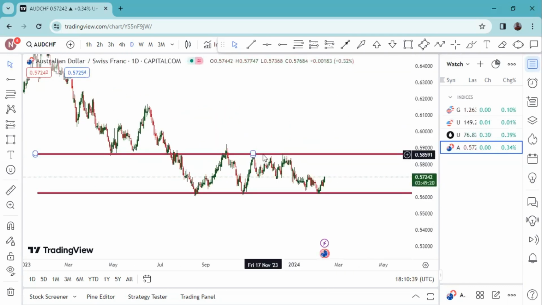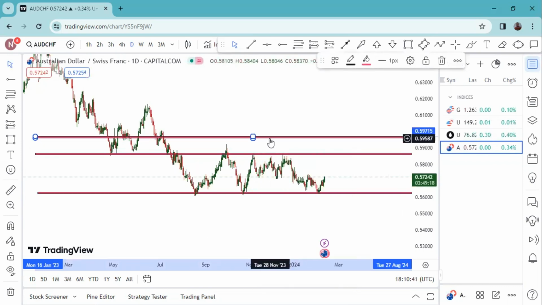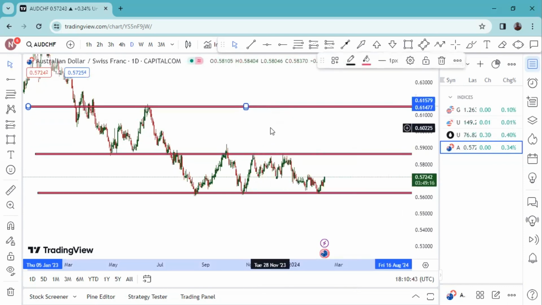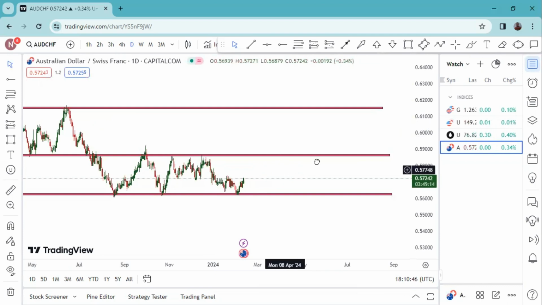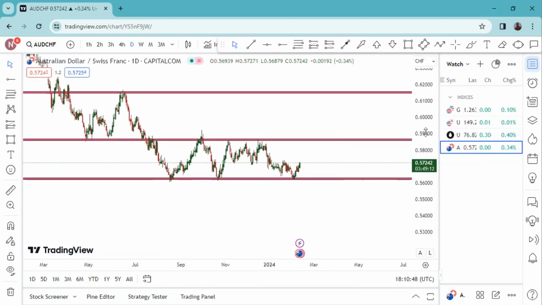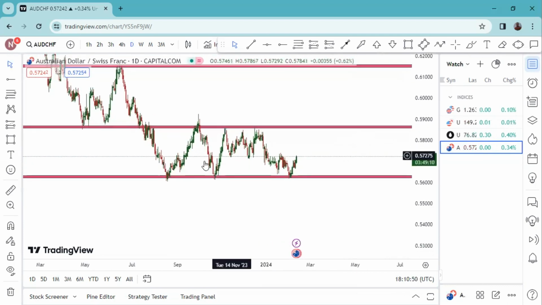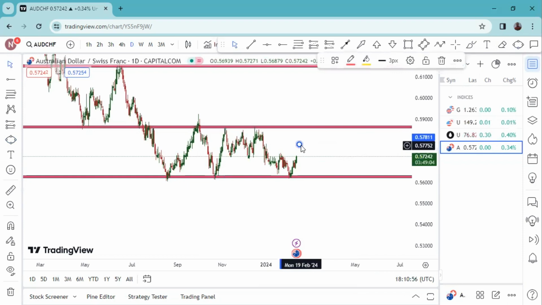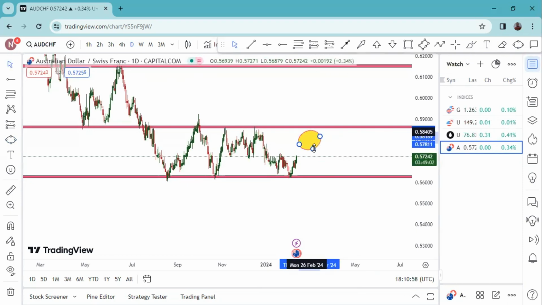So I plot my key levels. If you know how to plot key levels, those are my 3 key levels. And then, as you can see, let me show you one thing.